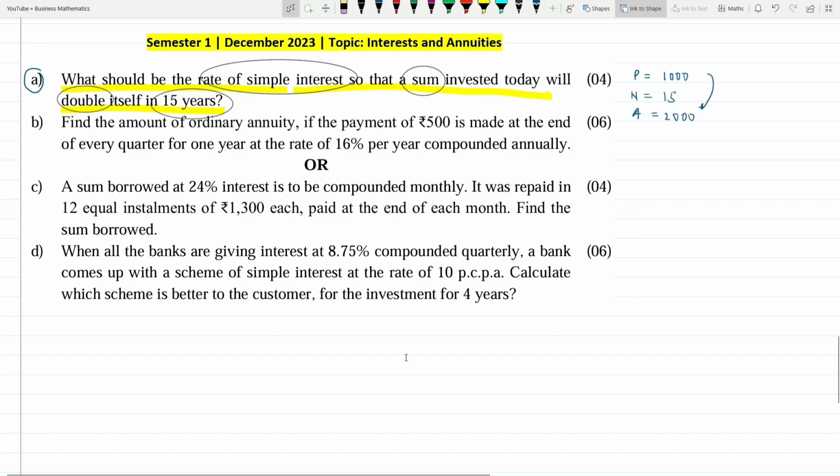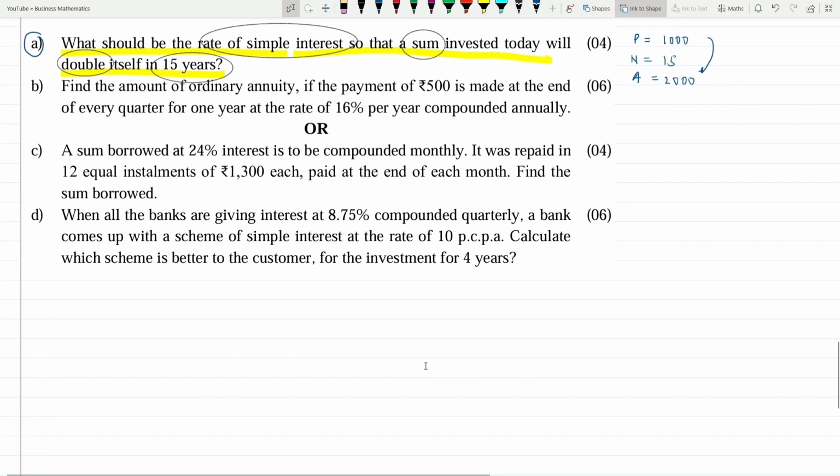Now, in this question, the principal is not given to us, so we will take an easy to do with number. To begin with the solution, we want to know what is the rate of interest. So let me say R is equal to question mark. A sum invested today, so the principal is also not given. Let us assume that the principal is 1000 rupees. You can take any other number, but try to keep the number as simple as possible. The investment needs to double. That means the amount is going to be 2000 rupees.